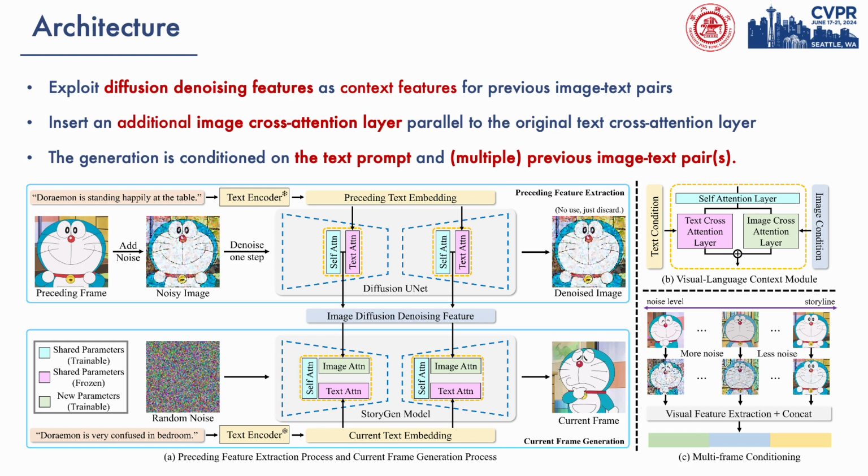directly generalize to unseen characters without any further optimization. Specifically, to achieve consistency within the generated image sequence, we incorporate an additional image cross-attention layer parallel to the original text cross-attention layer into the pre-trained Stable Diffusion model, which provides visual context by conditioning the generation process on extracted diffusion denoising features of previous frames under the guidance of corresponding captions. Therefore, the generation is conditioned on the text prompt and multiple previous image text pairs.